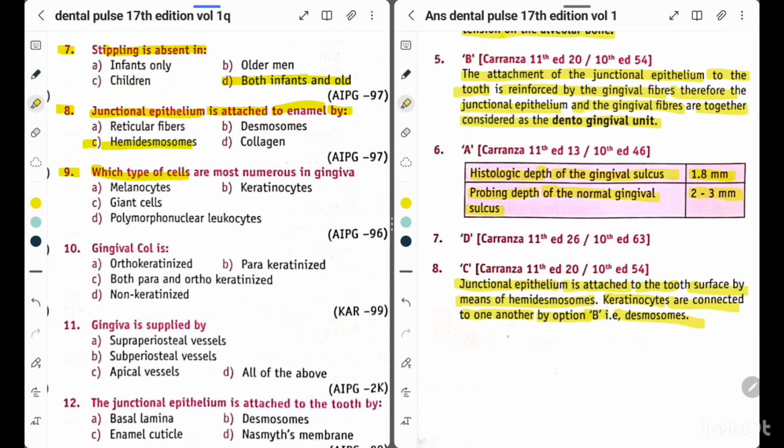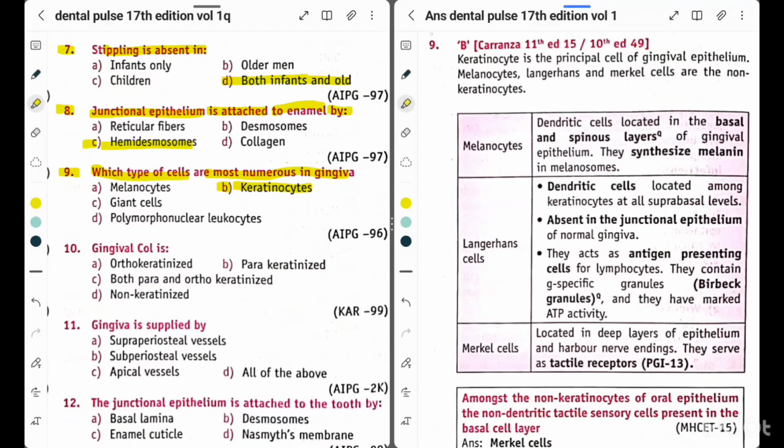Now question 9. Which type of cells are most numerous in gingiva? Option A, melanocytes, option B, keratinocytes, option C, giant cells, or option D, polymorphonuclear leukocytes. So its answer is option B, keratinocytes. Explanation: keratinocyte is the principal cell of gingival epithelium. Melanocytes, Langerhans cells, and Merkel cells are the non-keratinocytes.